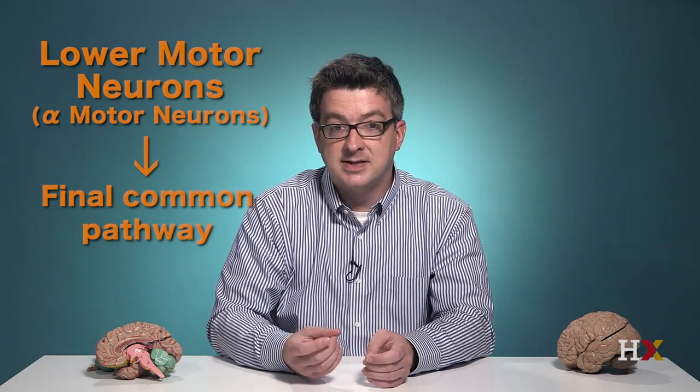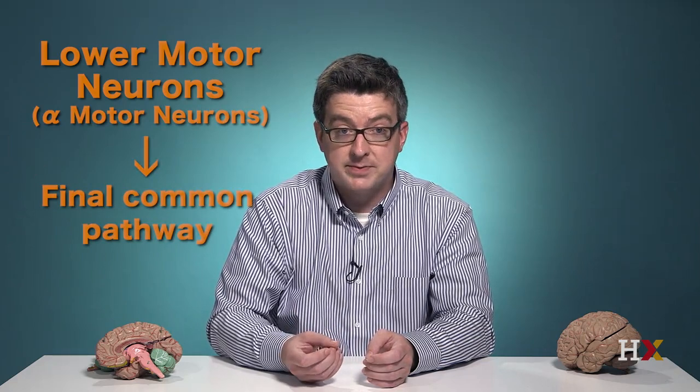They're called lower motor neurons to distinguish them from upper motor neurons, which project down from cortex and inform motor activity through these lower motor neurons. As such, lower motor neurons, which are often also called alpha motor neurons, form the final common pathway for all behavior, causing the muscle contractions that generate force.